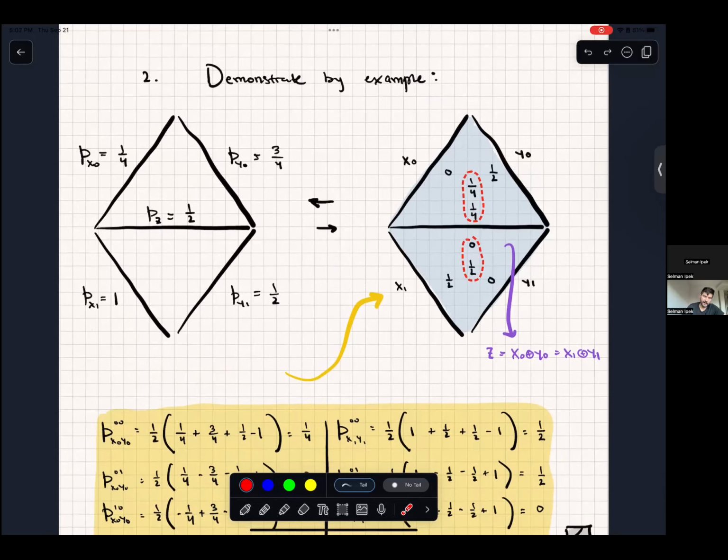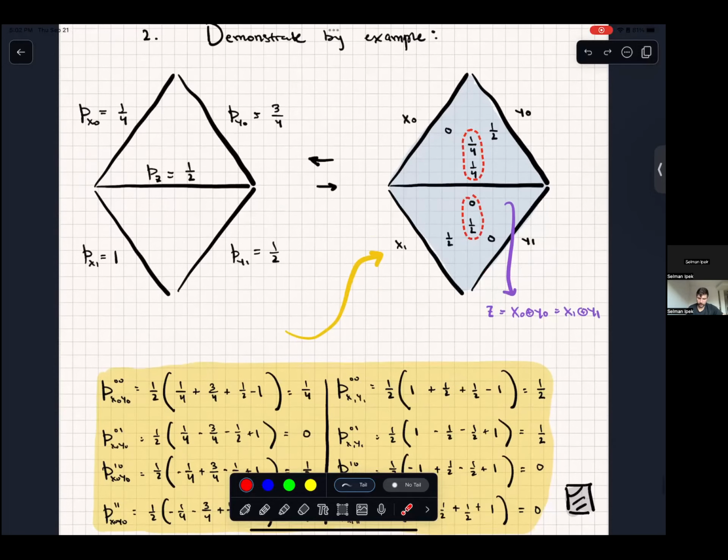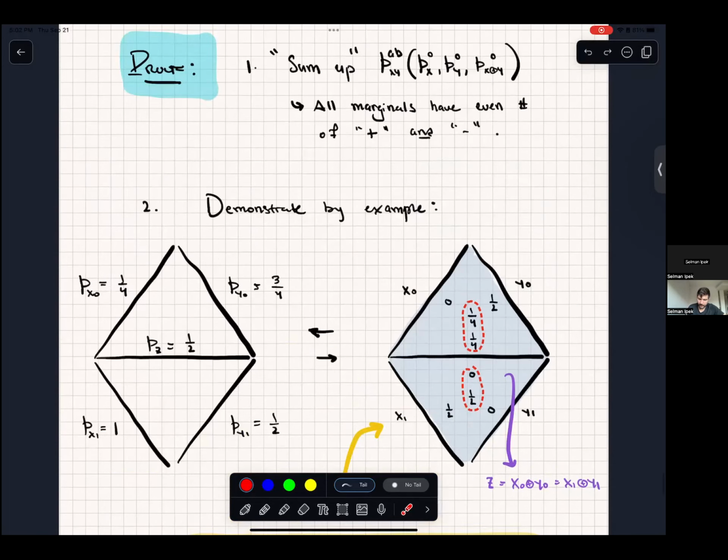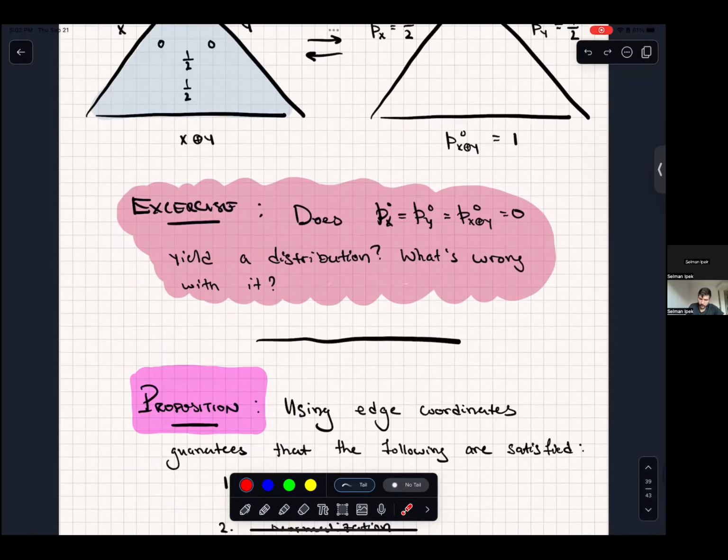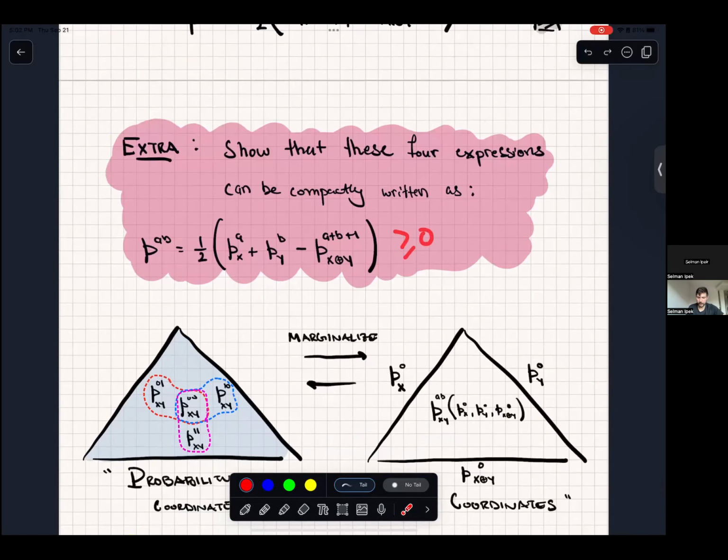When you use the edge coordinates, you're automatically satisfying non-signaling. The only thing that you need to check when you're using the edge coordinates is that you don't have negativity appearing, because you still have to require that whatever you have in this formula is greater than or equal to 0.